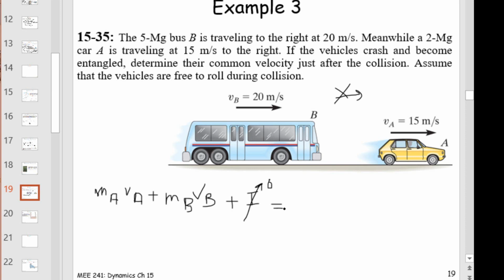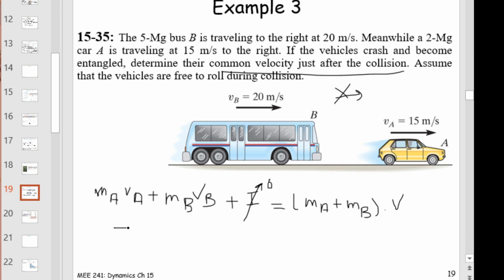And I know that just after the collision, they are entangled, which means they are one body. What does this mean? One body means they have the same velocity. So I have only one system, and the system has one velocity, which is v. Right, so I'm gonna say mA plus mB times one velocity, which is v. Alright? This is the common velocity that I need to determine just after the collision.